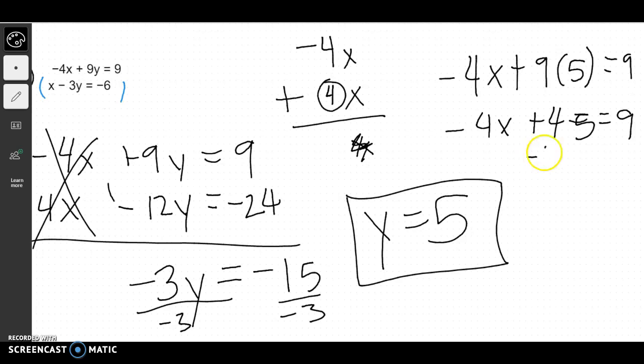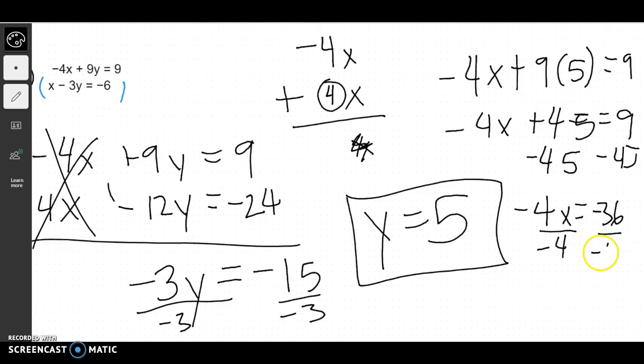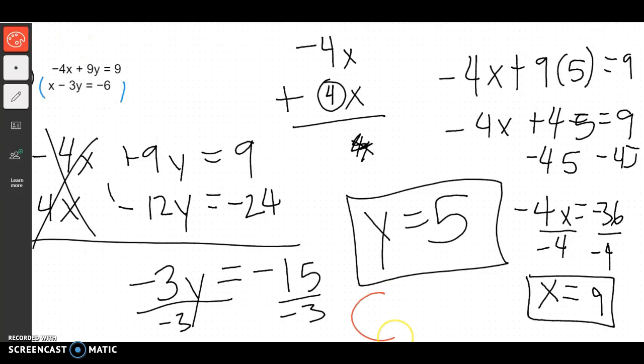I would minus 45 on each side. Then I would have -4x equals -36. Divide by -4, divide by -4. X would give me 9. So those would be my two answers. My final answer would be 9, 5.